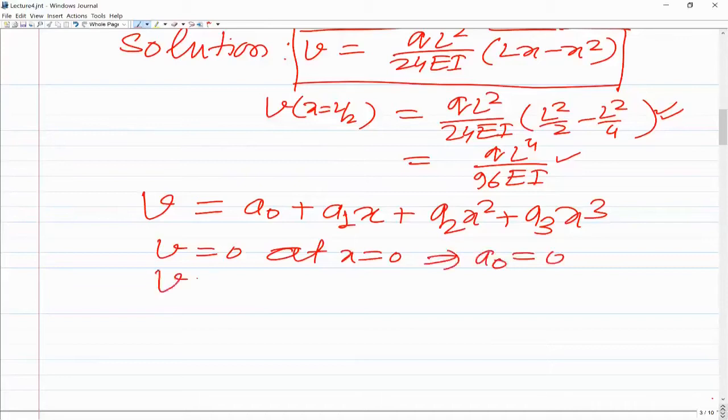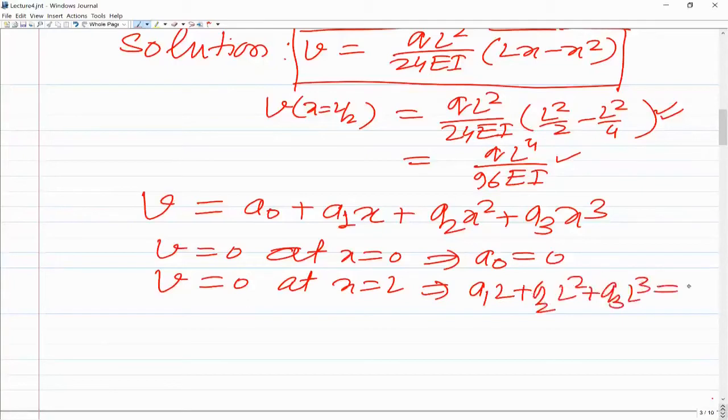Another condition, these are the essential boundary conditions, is v equal to 0 at x equal to l for the same problem. Since a0 is already 0, you get a1 l plus a2 l square plus a3 l cube equal to 0. Again, what you can do is express one constant in terms of the others. Now you can express a1 in terms of a2 and a3, so you can write minus a2 l minus a3 l square.